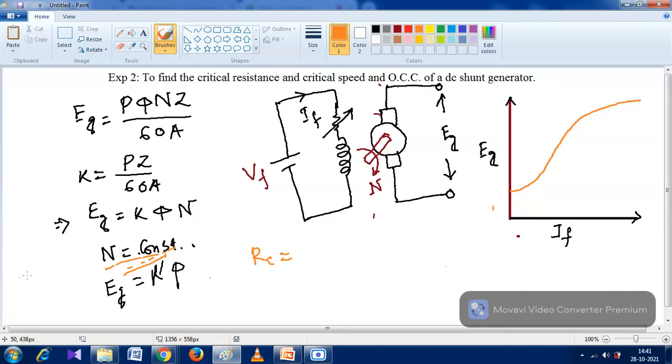And how do we actually get that from the OCC curve? Suppose this is the field resistance curve. After getting the OCC we have to make a slope like that, and from that slope we get the resistance. The critical field resistance curve is passing like that to the OCC, and after calculating this resistance we get the critical resistance.